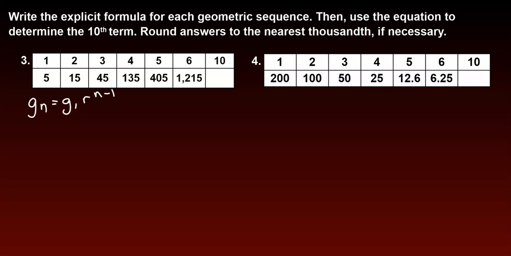So looking at this here, you're going to notice that 5 times 3 is 15. 15 times 3 is 45. 45 times 3 is 135. So that's our pattern. So r is 3. Our first term is 5. So we can write our geometric sequence.